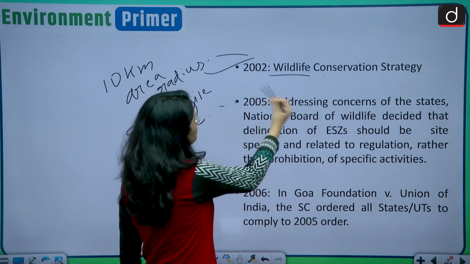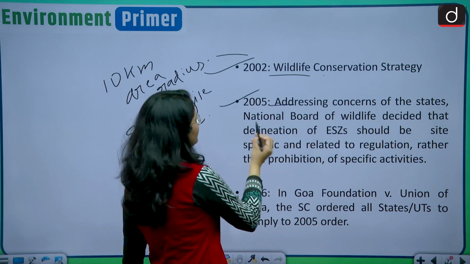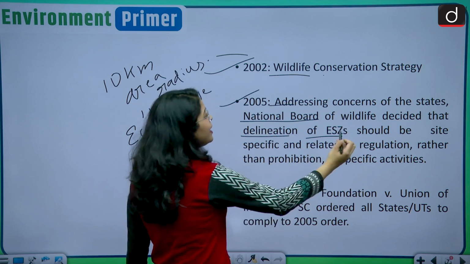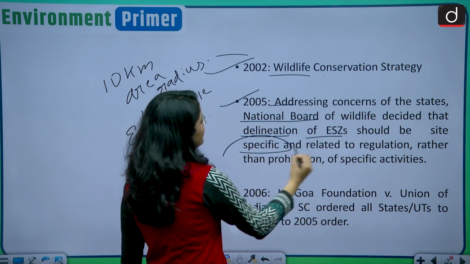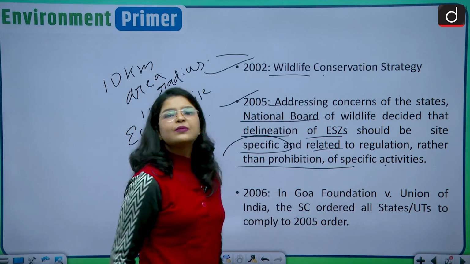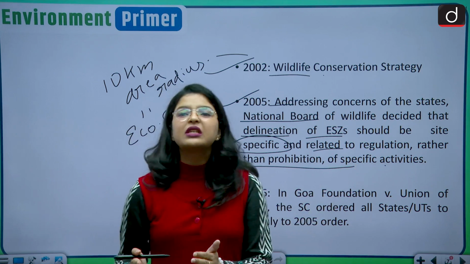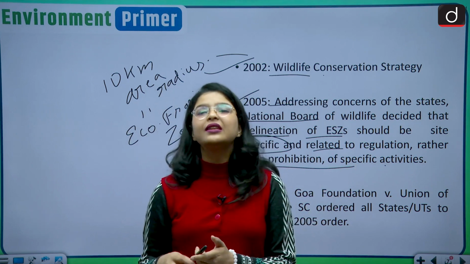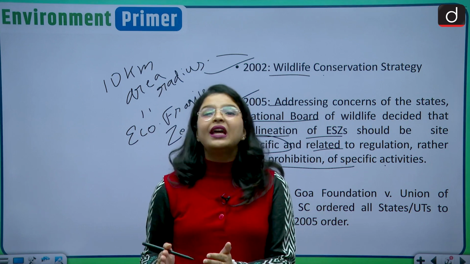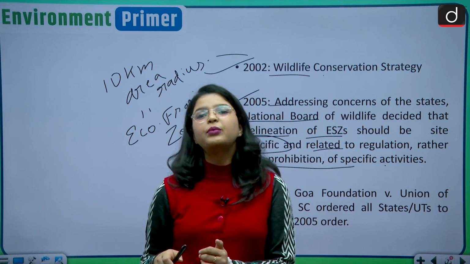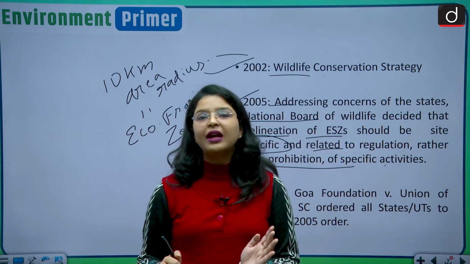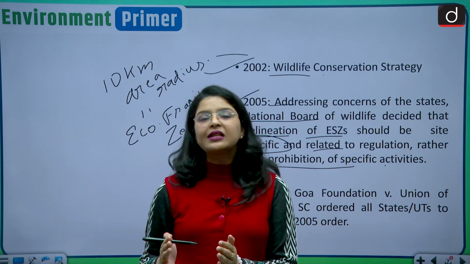Then in 2005, addressing concerns of the states, the National Board of Wildlife decided that the delineation of eco-sensitive zones should be site-specific and related to regulation rather than prohibition of specific activities. As I was explaining before, in these eco-sensitive zones the regular activities are not allowed. They are even more stringent than the reserved forest and the protected forest. So the National Wildlife Board said that the states are now concerned.